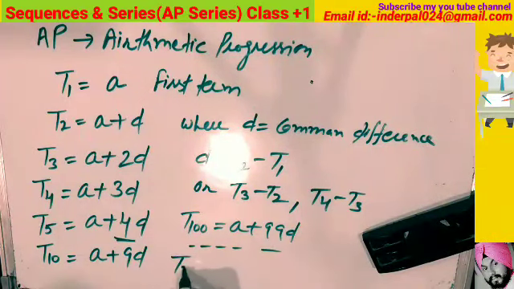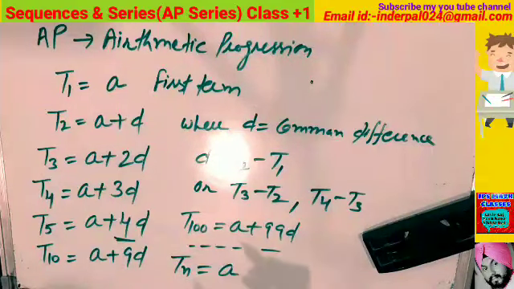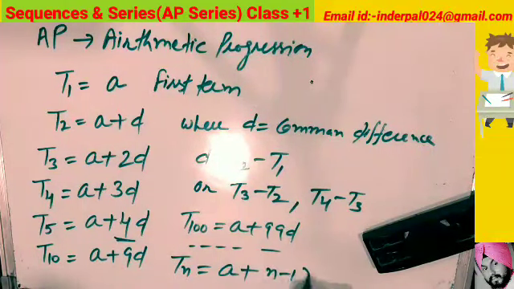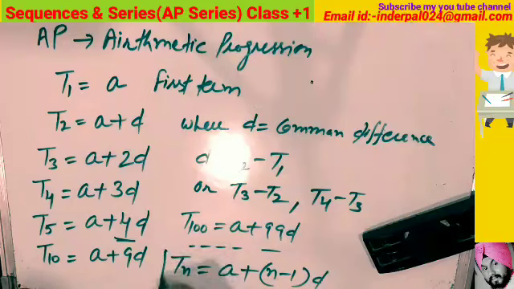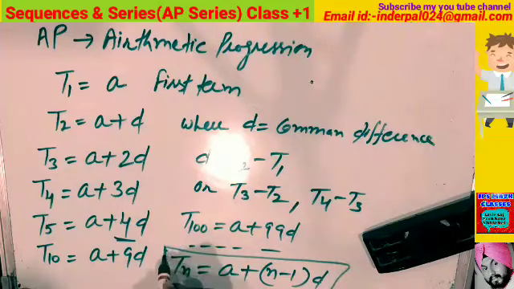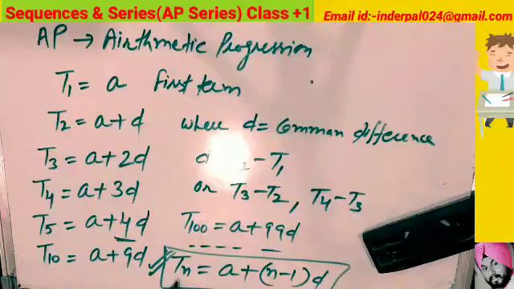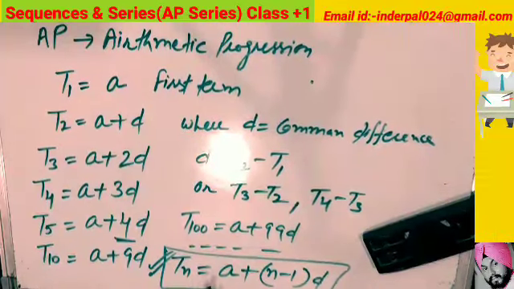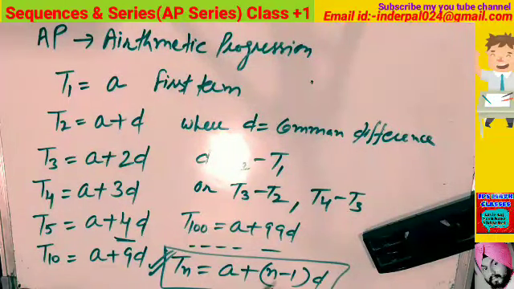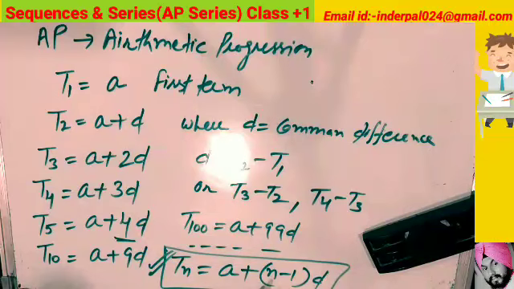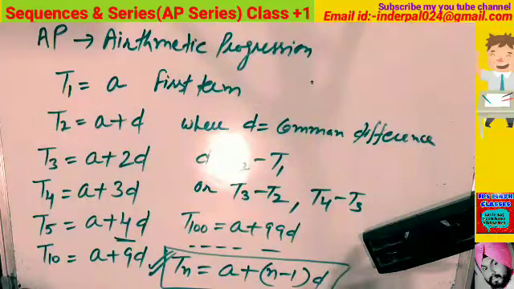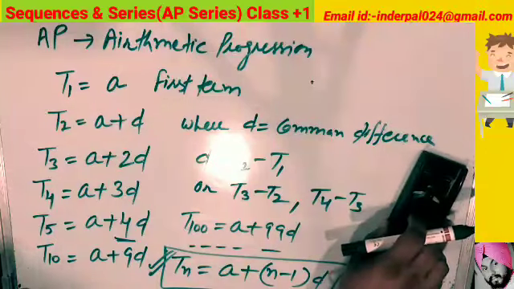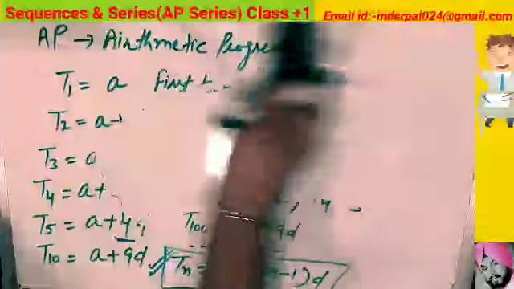General formula is Tn equals A plus n minus 1 into D. We have to learn this formula. Last term is equal to A plus n minus 1 into D. Now we have to move on to the first question.